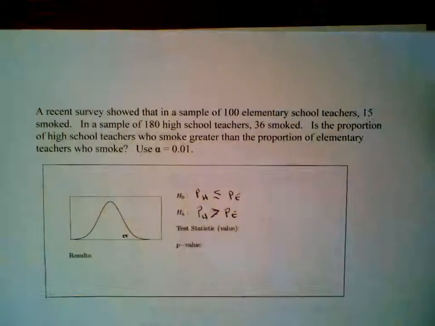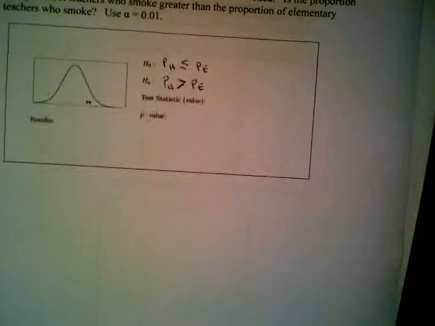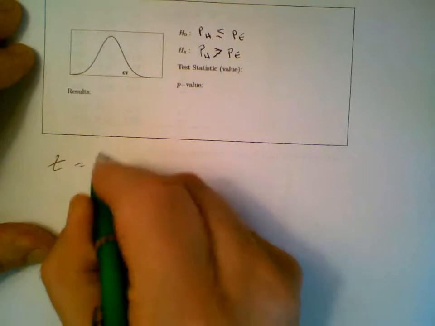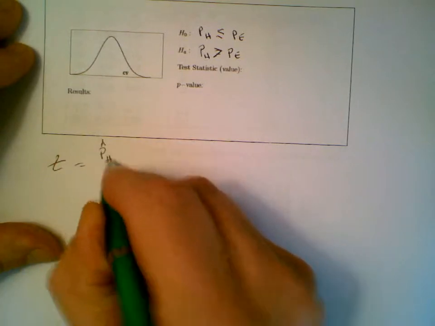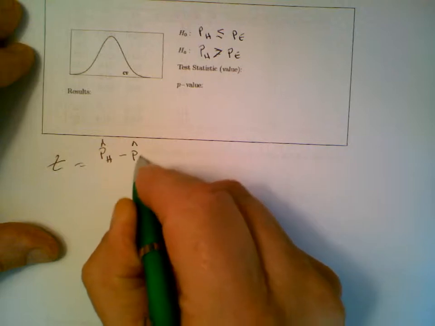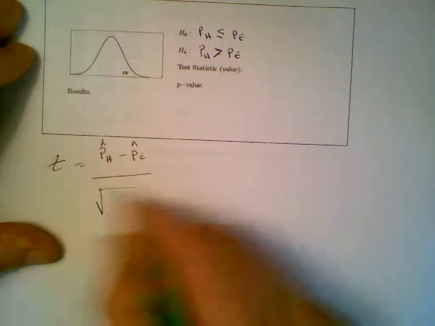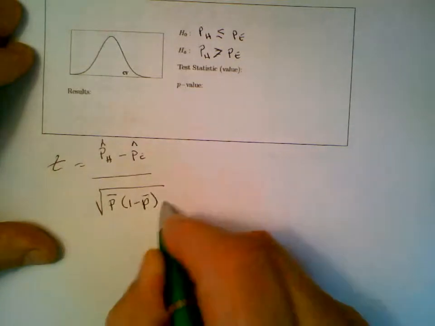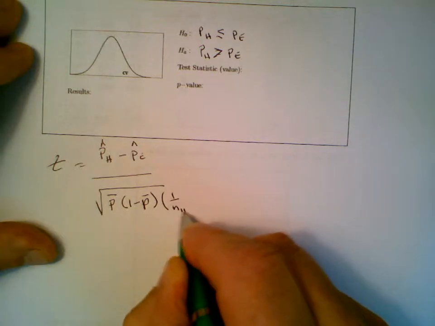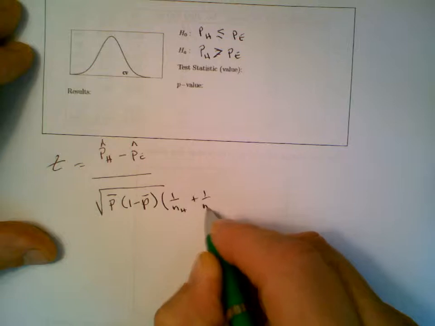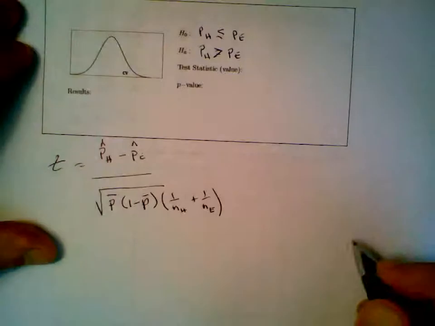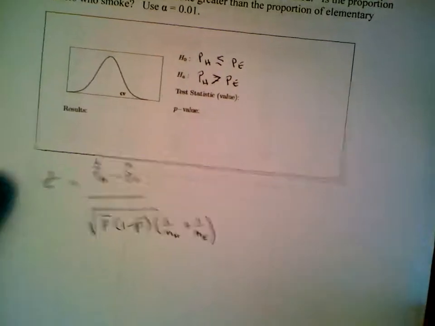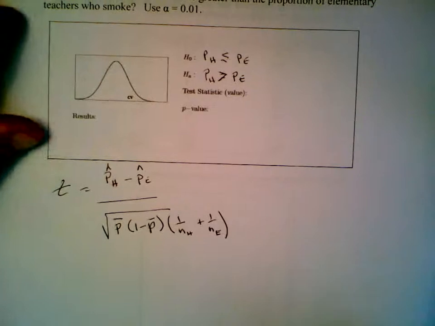The test statistic is a little bit involved in this case. Let's give ourselves some room. This is a z. We want p hat high school minus p hat elementary divided by the square root of p bar times 1 minus p bar times 1 over the number of high school teachers plus 1 over the number of elementary school teachers. And to do this, we have to find three quantities, namely p hat h, p hat e, and p bar.